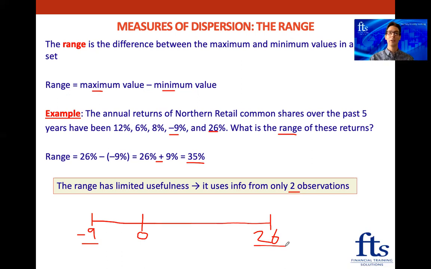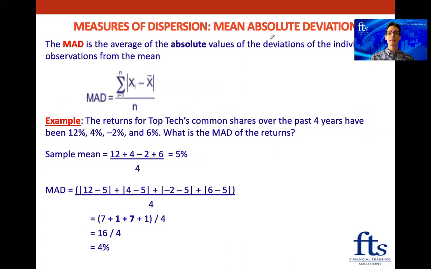So let's go to the next one, which is the mean absolute deviation. What is this? This is the average of the absolute value. This word absolute I want to come back to in a minute. We're taking the average of the absolute values of the deviations of the individual observations from the mean.